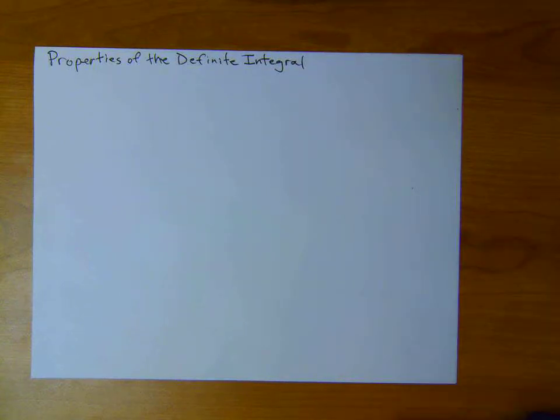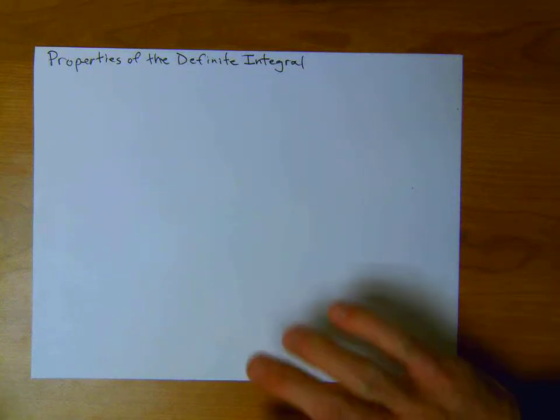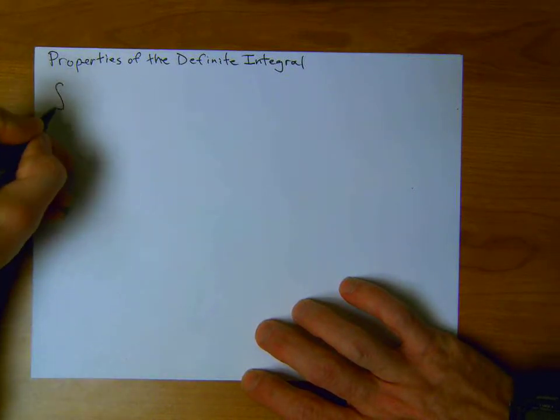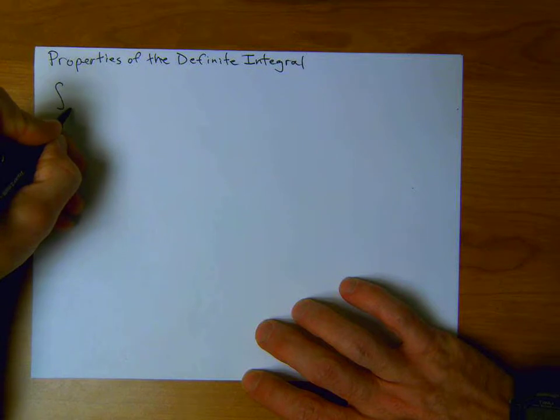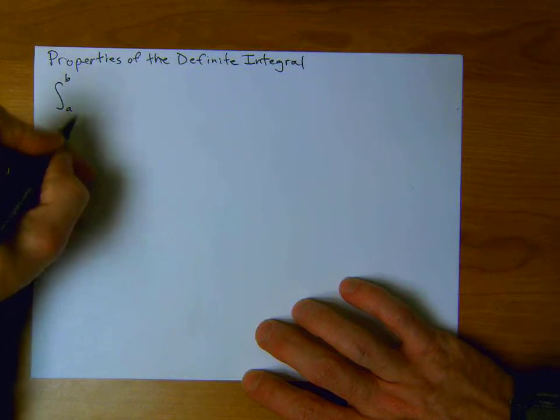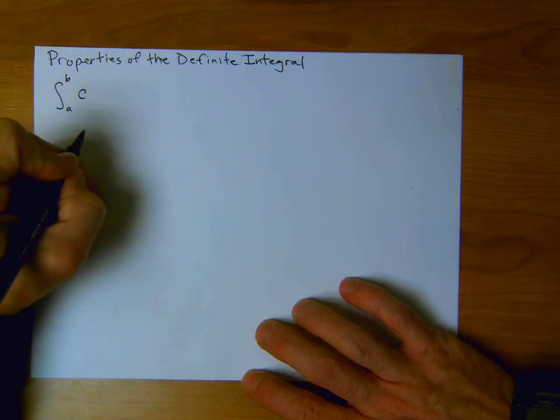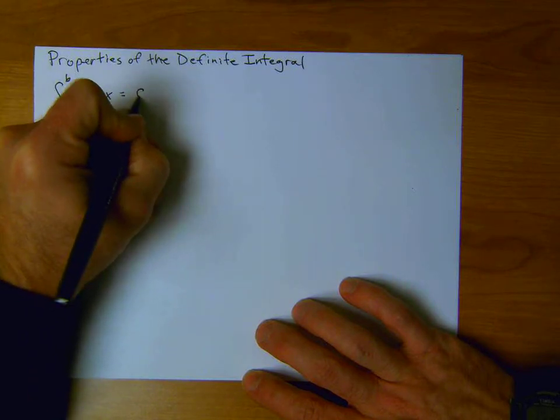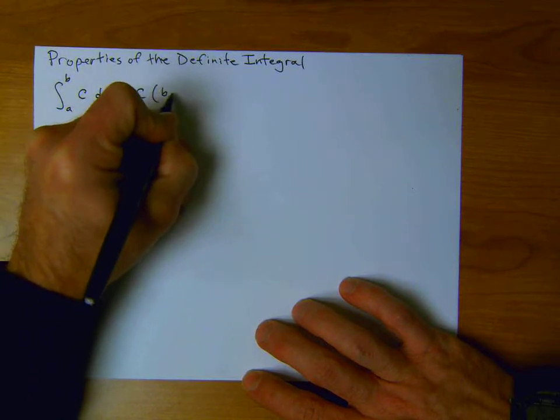Okay, in this section, I'm going to talk about the properties of the definite integral. First, I want to talk about a few that I am not going to discuss in any detail. I just want to list them. So we have the integral from a to b of some constant c dx, and that is just going to be c times b minus a.